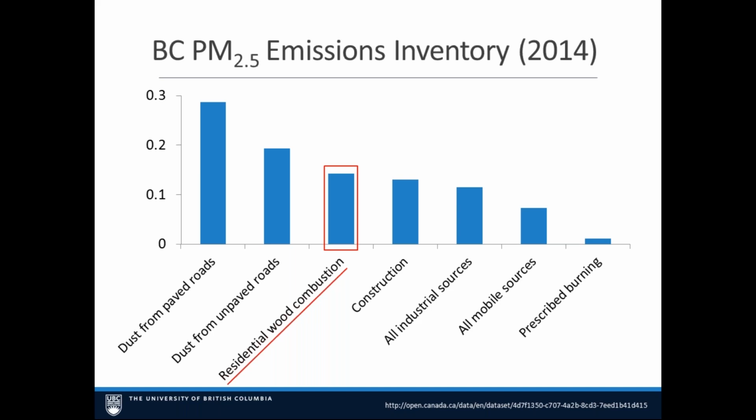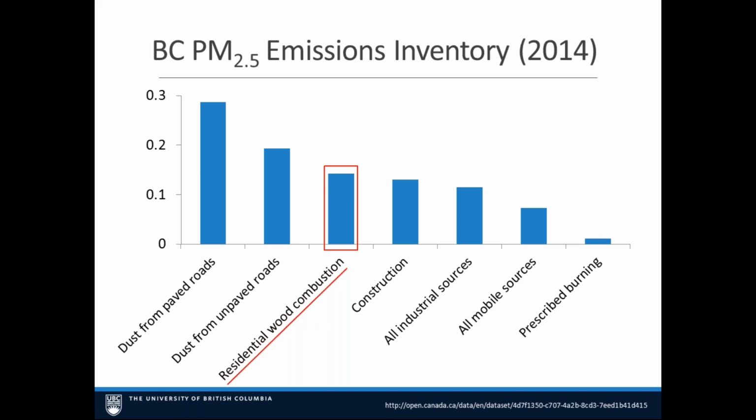In the 2014 BC Air Pollutant Emission Inventory, residential wood smoke was actually the second highest anthropogenic source of PM2.5 following road dust. Wood smoke exceeded emissions from construction, emissions from industrial sources, as well as transportation emissions from the combination of both ground vehicles and all marine vessels.